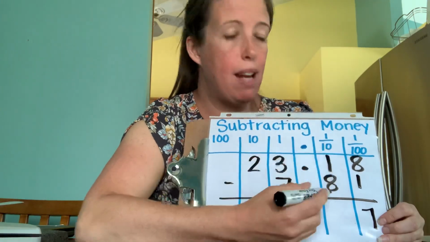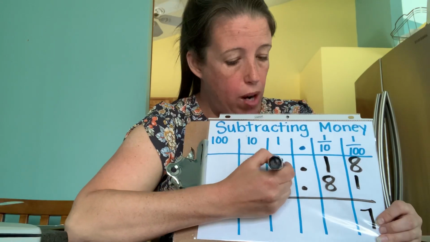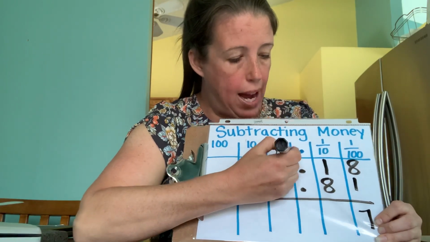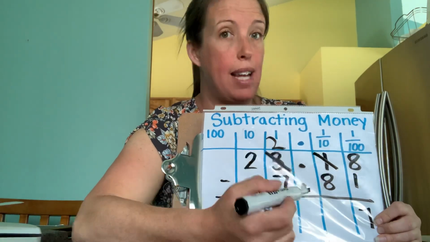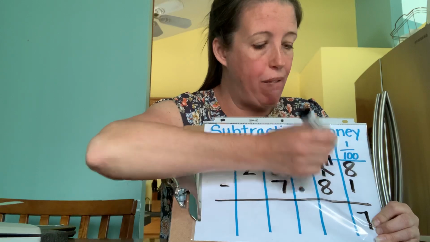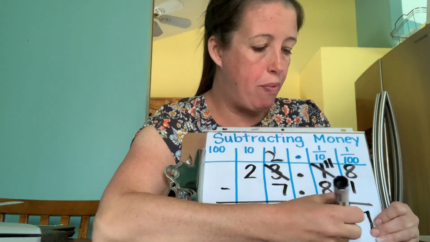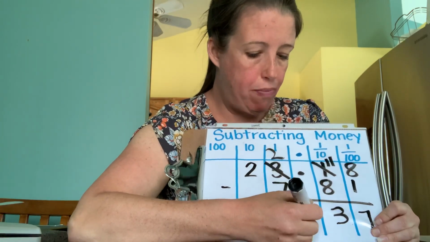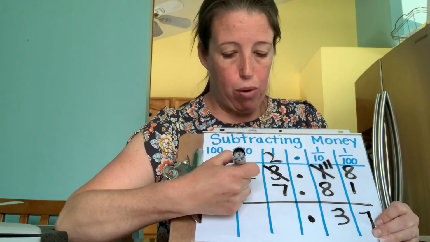1 take away 8. If I have 1, I can't take 8 away, so I'm going to go next door and regroup that and give the 10. And remember, if I had 1 and I add 10 to it, it's not 10. This is a common regrouping error. It becomes 11. 11 minus 8 is 3. Decimal, decimal, decimal. Now if I have 2, I'm not able to take away 7, so I'm going to regroup.